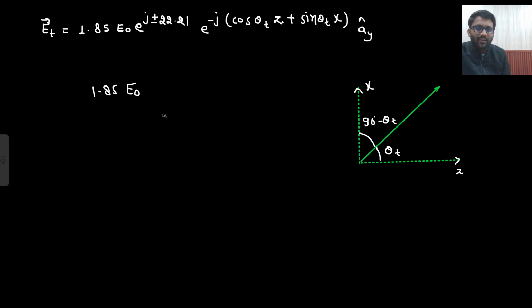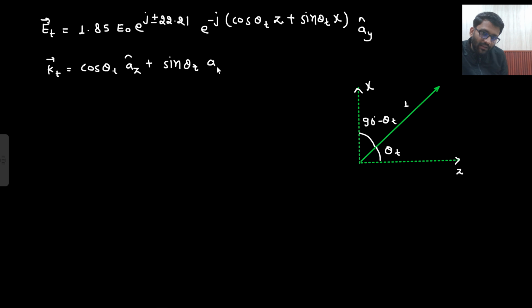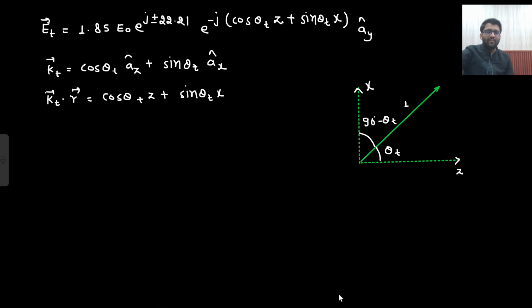So what is your k transmitted? This is your propagation vector for the transmitted wave. You are going to assume the magnitude to be 1. So cos theta t a z plus sin theta t a x. And if I find out k t dot r, that would be cos theta t z plus sin theta t x, and that I have written here, right? Say yes or no. Just one sec. So this is my transmitted field.